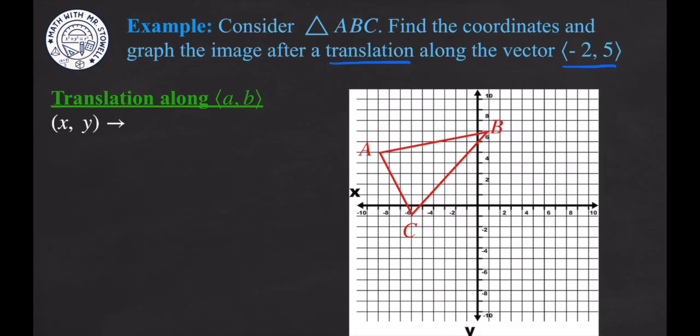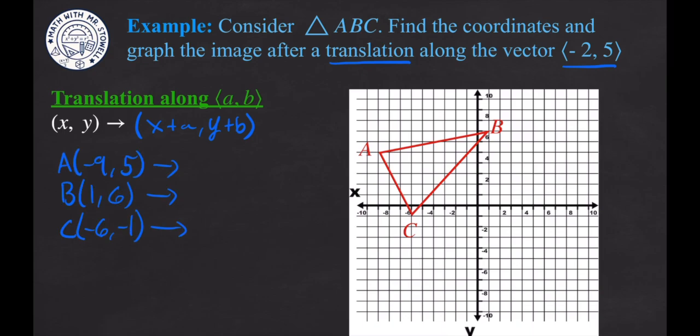The rule for translation is that if we have an (x, y) and we want to translate it a distance of (a, b), we just take the x value and add it to a, and take the y value and add it to b. So let's get the coordinates of each of these points. Now, since we have our coordinates, let's find the x values. Take our x value and do the operation. We have a plus -2.